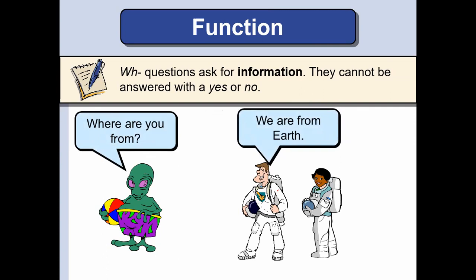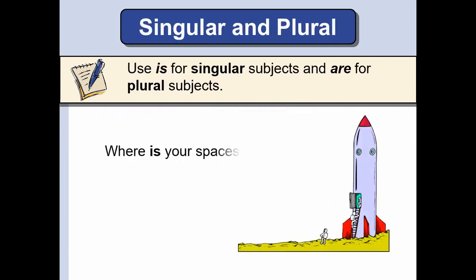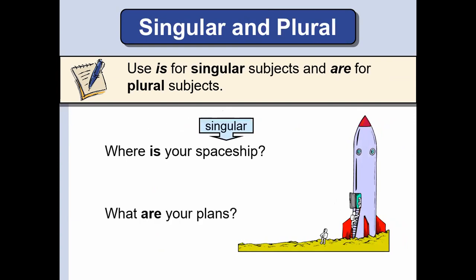Where are you from? We are from Earth, right? And where is your spaceship? Where are your plans? So that's plural and singular. Use is for singular subjects and are for plural subjects.